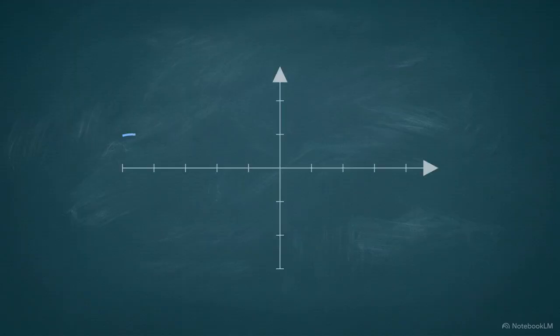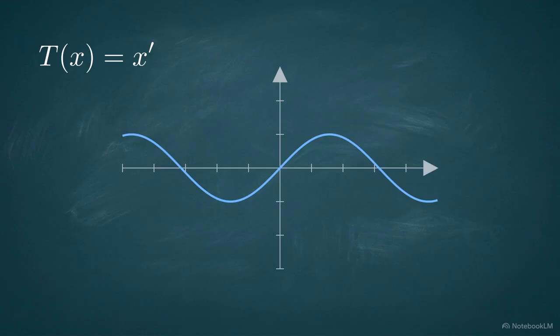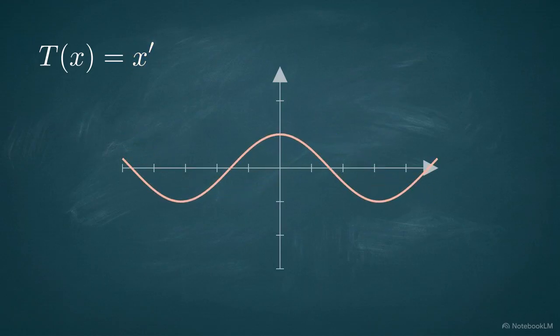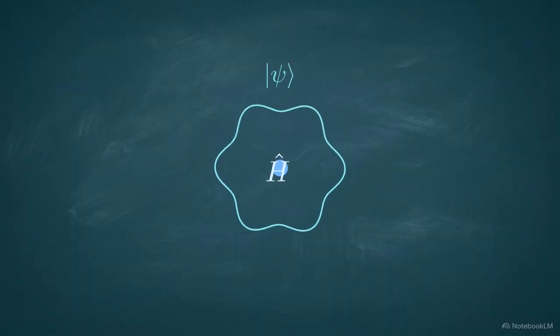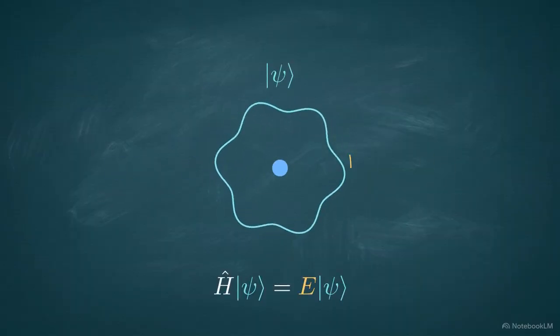Here, a sine wave acts as our input. When we define the operator as T of x equals x prime, the sine wave transforms into its derivative, a cosine wave. Differentiation acts as a linear operator mapping elements across an infinite dimensional space of functions. Schrödinger used these functional mappings to build his wave equation, treating physical observables like position and momentum as operators acting on wave functions to calculate atomic energy.